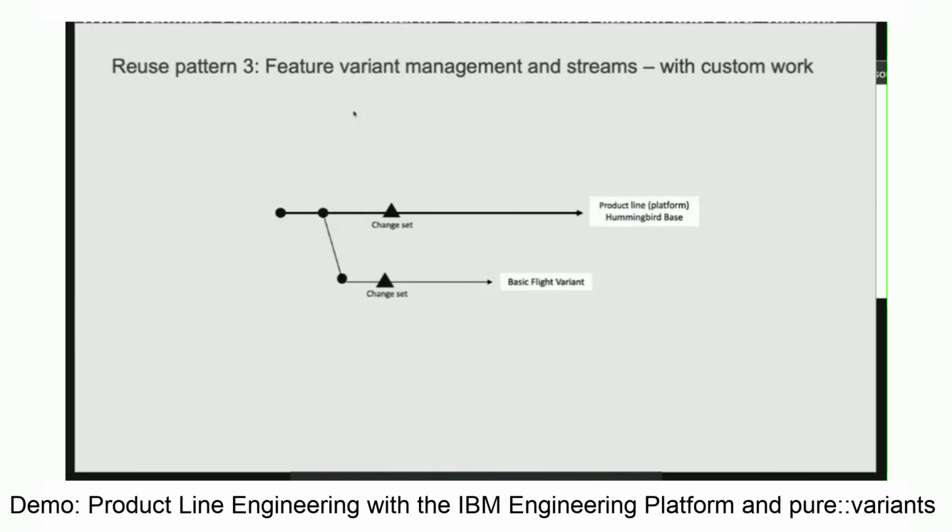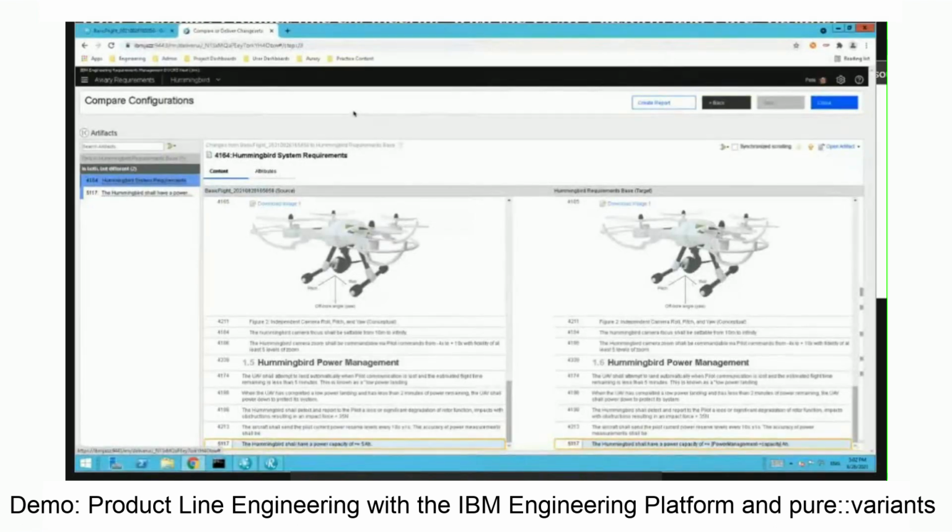And we can do that very easily by first generating another variant from the platform. We'll call that the refresh. And then we deliver any changes our basic flight variant team has made to that refresh, thereby consolidating everything into a new stream. So let's go and see that in action.